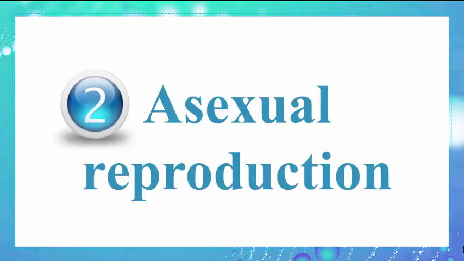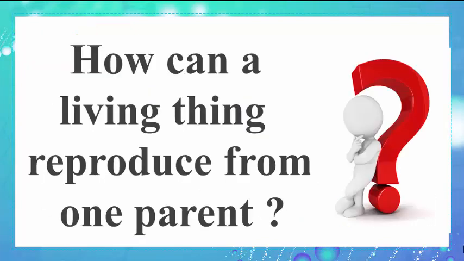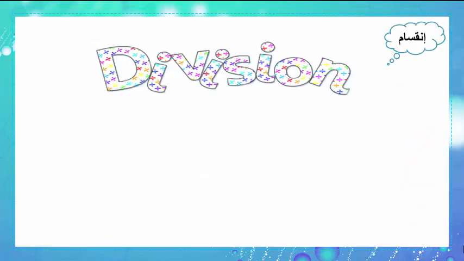Now it's time to start with asexual reproduction. From the previous video, sexual reproduction requires the presence of two parents. However, asexual reproduction requires the presence of only one parent. But how can a living thing reproduce from one parent? One example is by division.